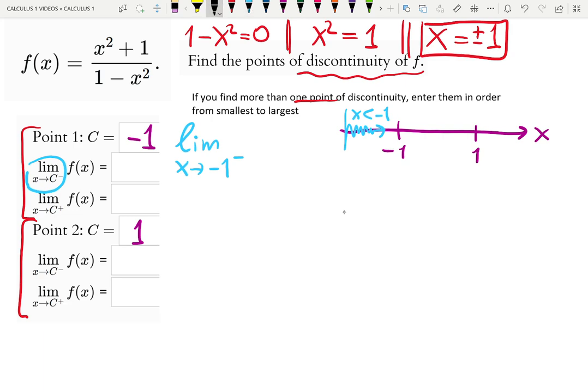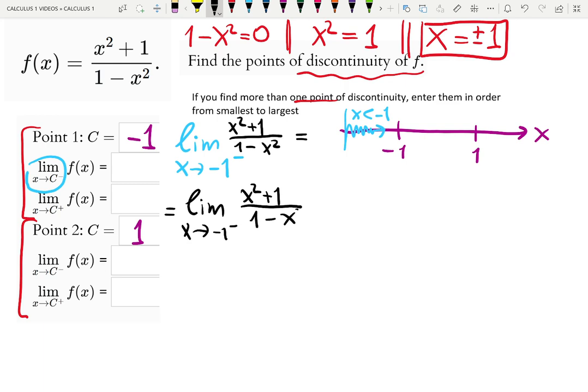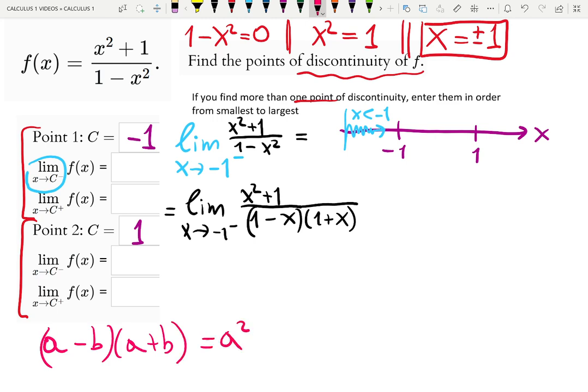Well, let's look at the function we're working with. We are working with x squared plus 1 over 1 minus x squared. Let's simplify that. It will be a limit as x approaches -1 from the left of x squared plus 1. How do I want to simplify? I will write down 1 minus x squared as 1 minus x times 1 plus x. Please remember this formula. It will be showing up so often that you better just learn it once. A minus b times a plus b equals a squared minus b squared. That's called the difference of squares formula.